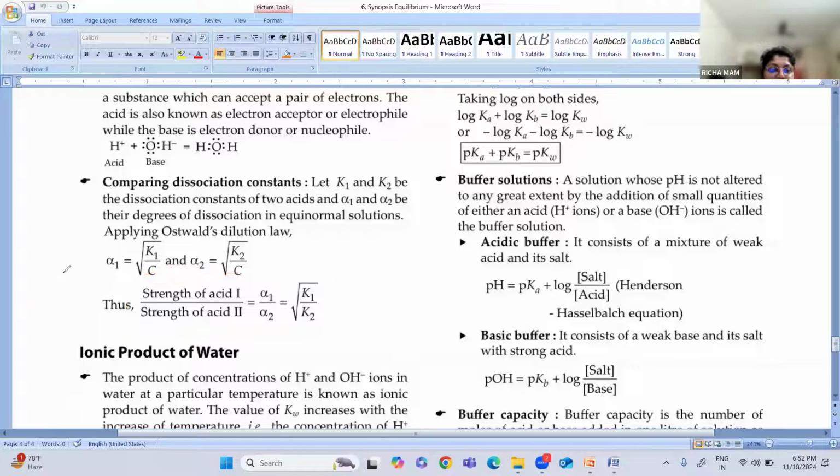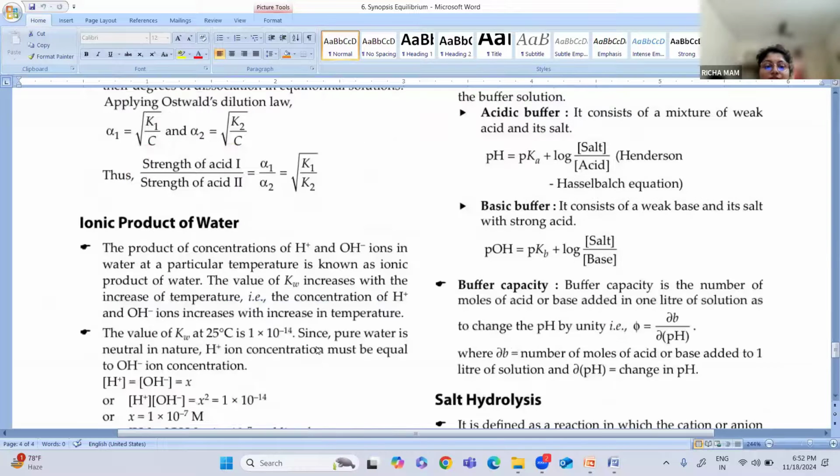Next is the ionic product of water. What is the ionic product of water? The product of the concentrations of H plus and OH minus ions in water at a particular temperature is known as the ionic product of water. The value of Kw increases with the increase in temperature, so the concentration of H plus and OH minus ions also increases with temperature. You have to keep this in mind.